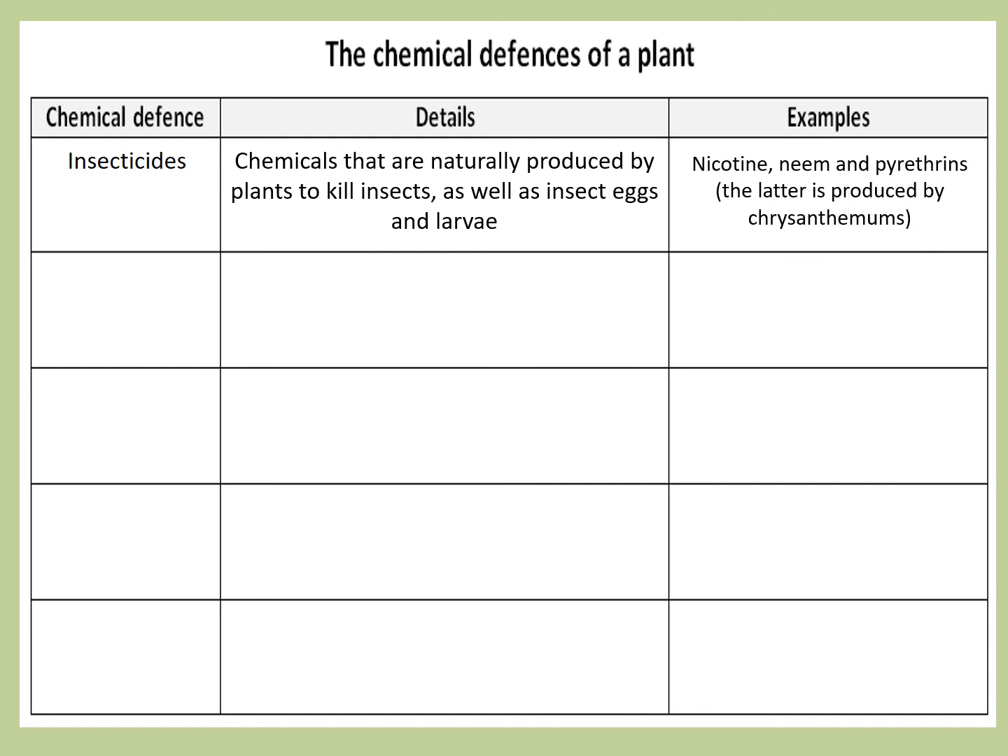Pyrethrins are produced by chrysanthemums. So they're like a filler plant in bouquets. Some plants produce nicotine and neem, which is used as an oil actually to protect things as well. Some plants produce insecticides. They produce chemicals that kill insects, which is a very handy adaptation.